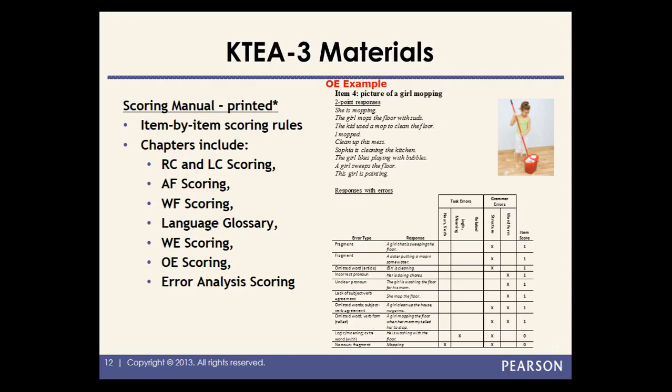But hopefully you guys can all see this. I know it's a little small. I apologize for that. But it does allow you to have item-by-item scoring rules, and the chapters include all of those that you see here on the left-hand side. And this is just an example I pulled out, basically for oral expression. For item 4, there's a picture of a girl mopping here, and it gives you information about 2-point responses, gives you information about responses with errors, and it breaks down the error types, the task errors, the grammar errors, and so forth, and gives you information about how you should score those.